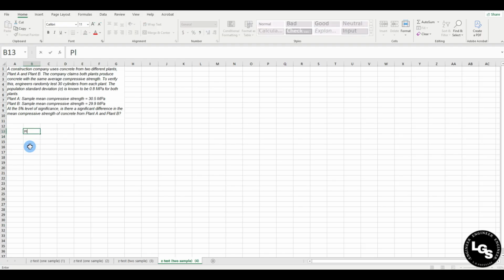So we have plant A and plant B. Each plant has 30, the same 30 samples. Then their population standard deviation is also the same, which is 0.8 megapascals.